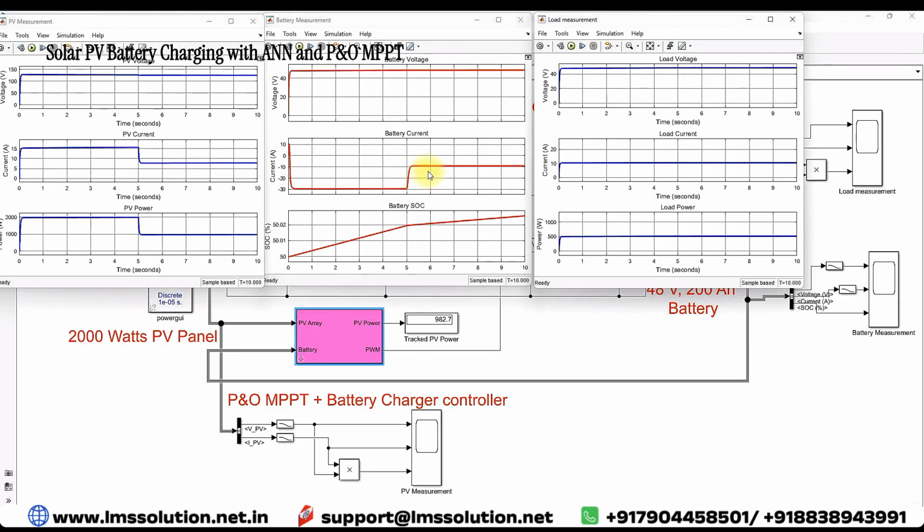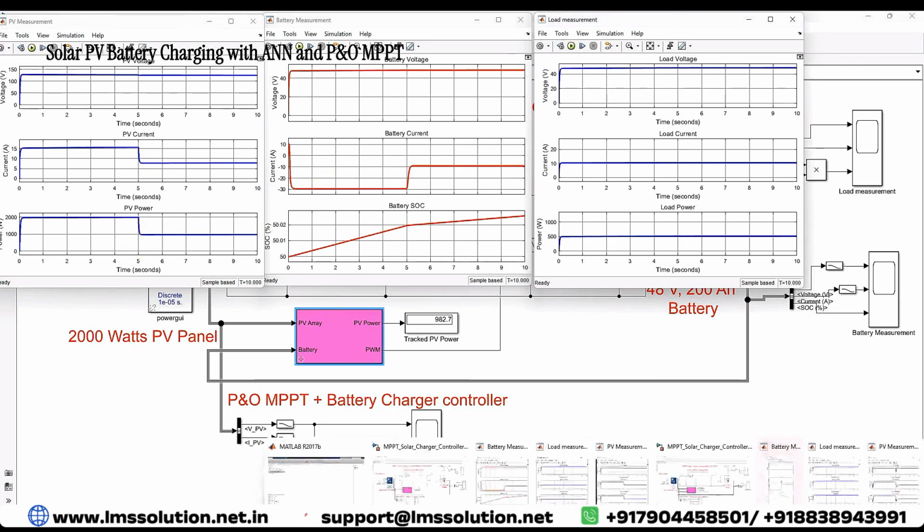Now you will see that here you will get around 1000 watts only. So 1000 watts means, as already told, the load will be maintained at 500 watts. The 500 watts will be taken from the PV. The remaining will be used to charge the battery. Here you can see that charging of the battery has a different slope according to the charging current and the condition of the PV.